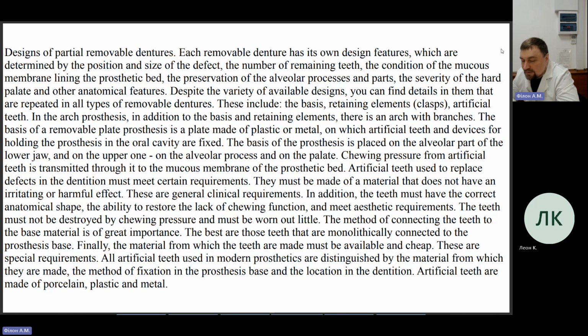These are special requirements. Artificial teeth used in modern prosthetics are distinguished by the material from which they are made, the method of fixation in the prosthetic base, and the location in the dentition. Artificial teeth are made of porcelain, plastic, and metal.